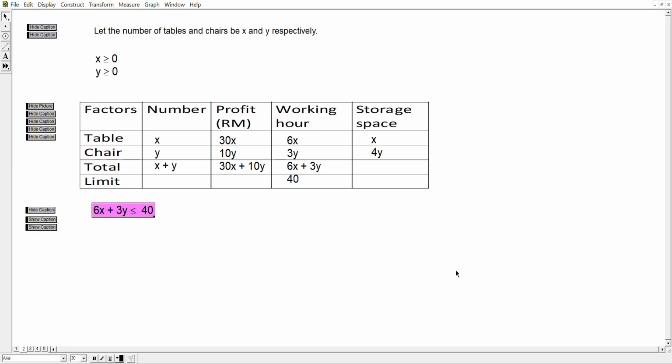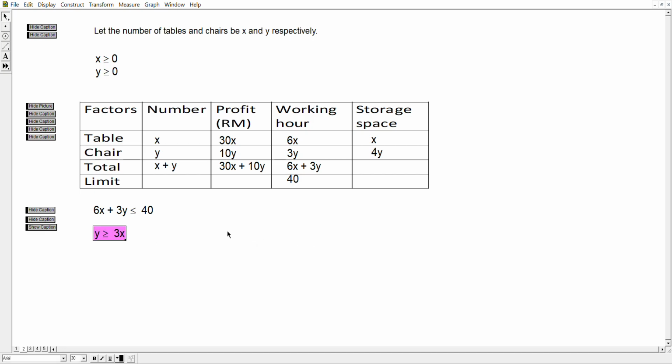Okay, next, the first inequality we can construct is for working hours. The total number of working hours must be less than 40. So this is the total working hours, it has to be less than 40. So 6x plus 3y less than or equal to 40.